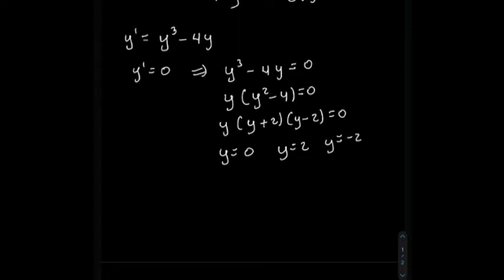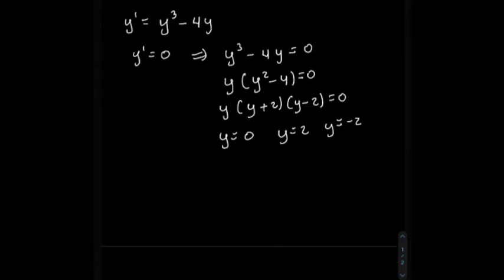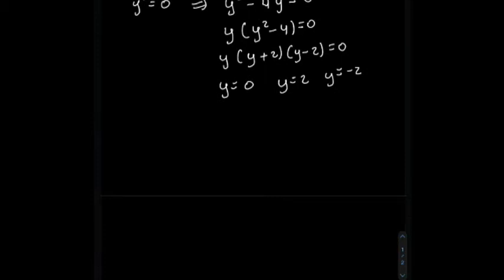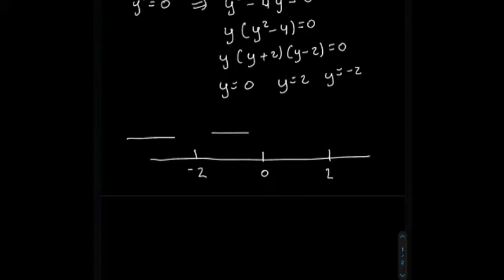What we're going to do now is draw a line. Well, we don't need a Cartesian plane, basically we need a horizontal line. On the horizontal line, we're going to place the values of y. We place 0 here, that's my first equilibrium solution. We put the 2 here and the negative 2 here. Notice how my line is now divided into 4 regions: this region, this region, this region, and this region.